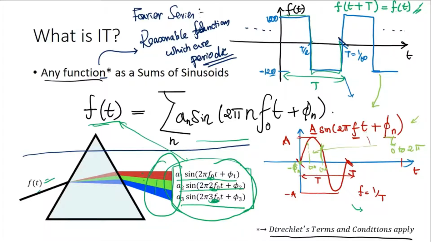Basically, any function can be expressed as sine waves, and sine waves have the distinct property of having different frequencies. Similar to how different wavelengths of light have different frequencies, sine waves have different frequencies, and hence you can call it a Fourier spectrum when I write it as a series.